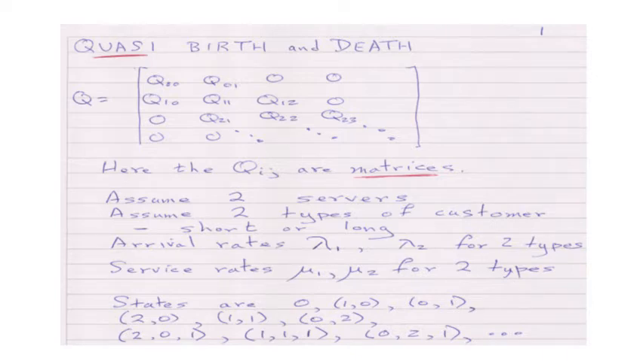Now, the rate matrix Q does still satisfy the fact that all the entries are non-negative except for the diagonal, and the diagonal is chosen so that the rows of Q will sum to 1. Okay, so let's look at a special type of quasi-birth and death process. So we're going to assume that there are two servers.